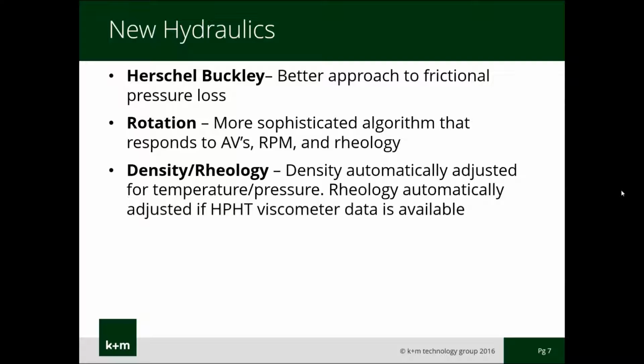The new engine also features a more sophisticated algorithm that takes into account the impact that rotation has on annular friction pressure. The new model is based on extensive laboratory testing and field validation. The new model now accurately reflects the influences of annular velocity, rotational speed, pipe-to-hole ratio, and rheology. And finally, thanks to the circulating temperature engine, the new hydraulics model accounts for the influence that temperature and pressure has on fluid density and rheology.